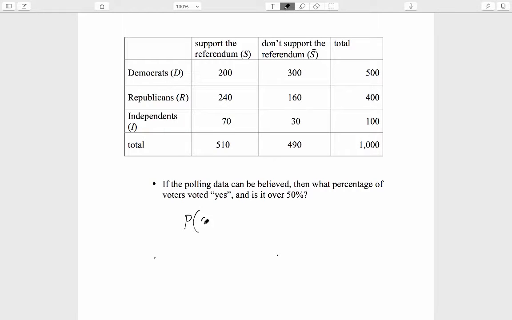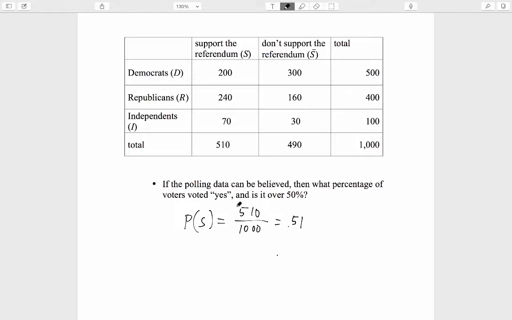The total probability of the event S equals 510 over 1,000. This is an unconditional probability. We're asked what percentage of voters, of all the voters, voted yes. And this is indeed over 50%. It equals 0.51. That means that if there was a 50% threshold for passing the referendum, then it did indeed pass.